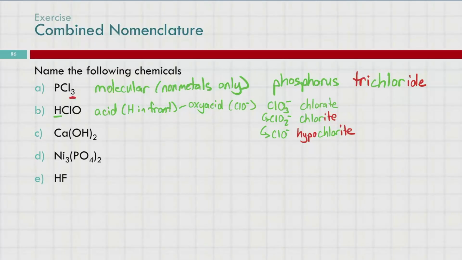And then when we make it an acid, we change the ending. So we change the ite ending. Ite turns into ous. So this is hypochlor, change the ending to ous, add acid. So hypochlorous acid.